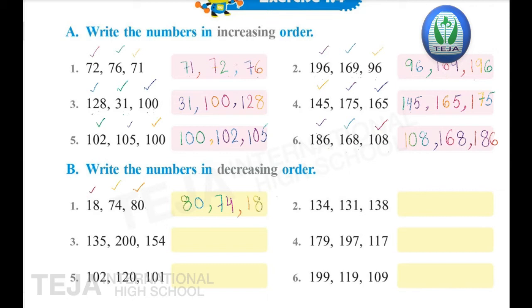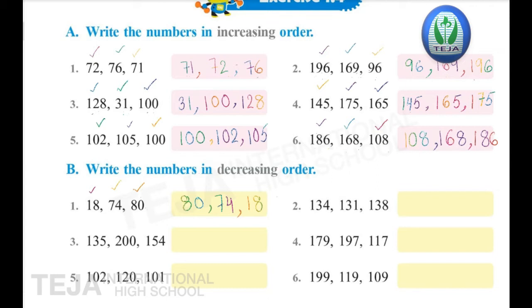The answer of first question is 80, 74, 18. Now these numbers are arranged from big to small. So we call this method decreasing order, or we can call it descending order. Okay children, did you get my point?